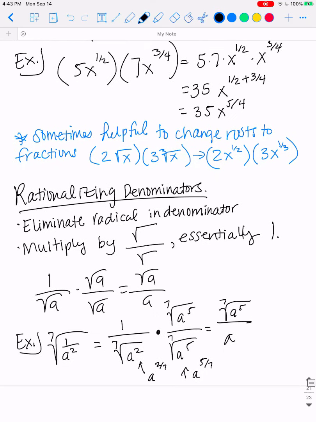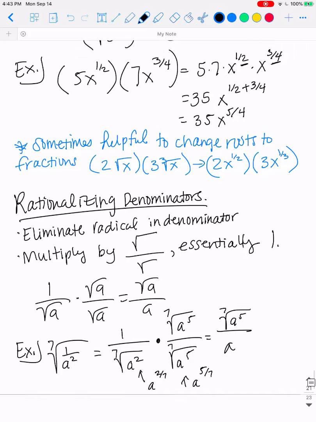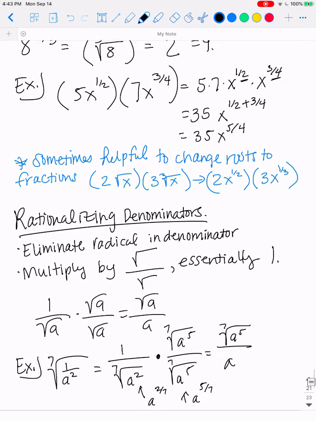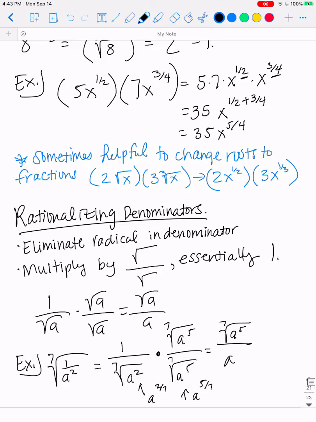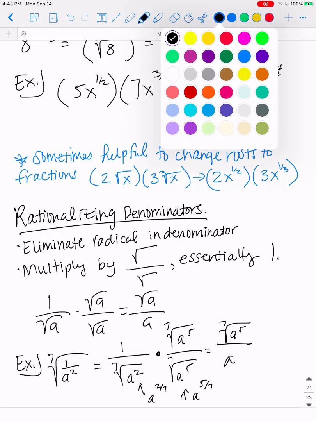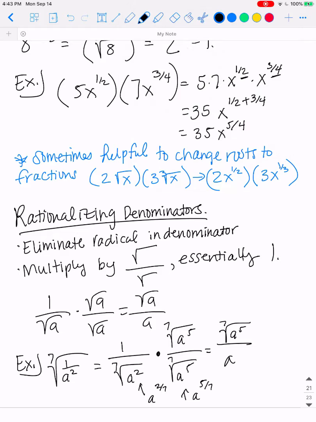Another example is here when we have the product. 5 times 7 is 35. And then we're going to be multiplying these two exponents. We're multiplying x to the 1/2 times x to the 3/4, and therefore we're adding the exponents. So we get x to the 5/4. Sometimes it's helpful to change roots to fractions in order to combine them, or it's just easier to see. When we combine them, it's easier to say, okay, I have 1/2, 1/3, and I'm going to add them instead of seeing them as square root symbols.